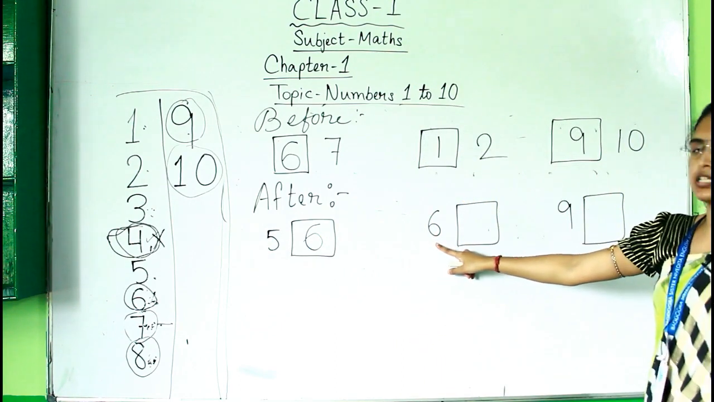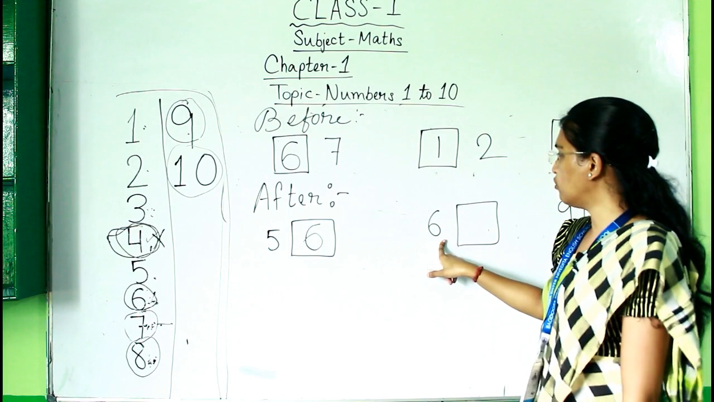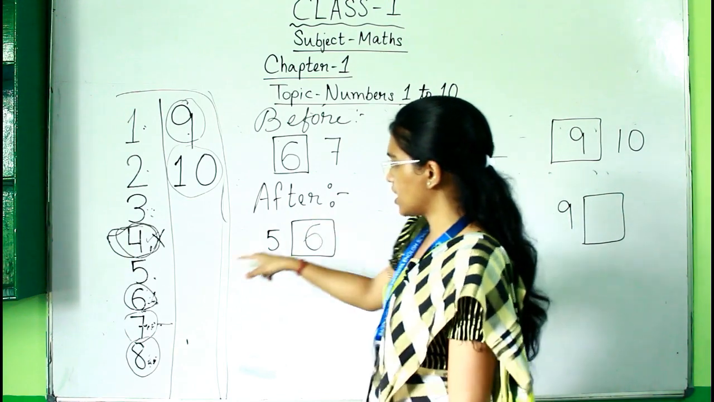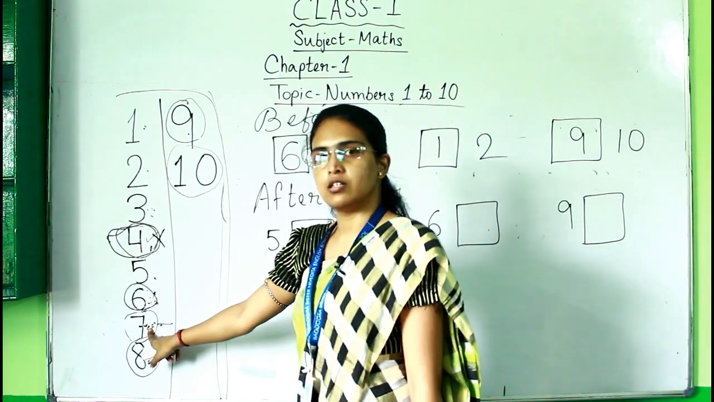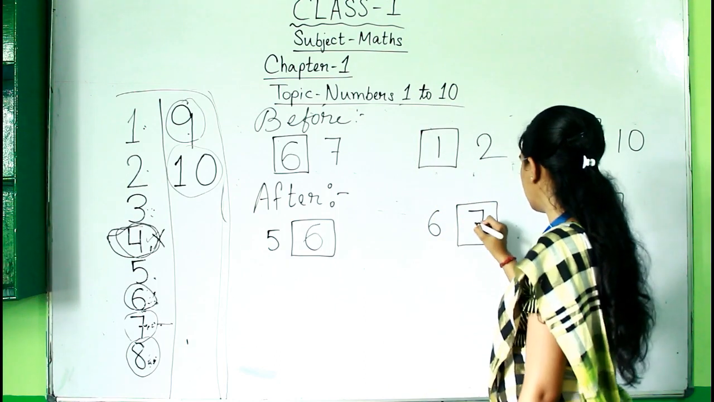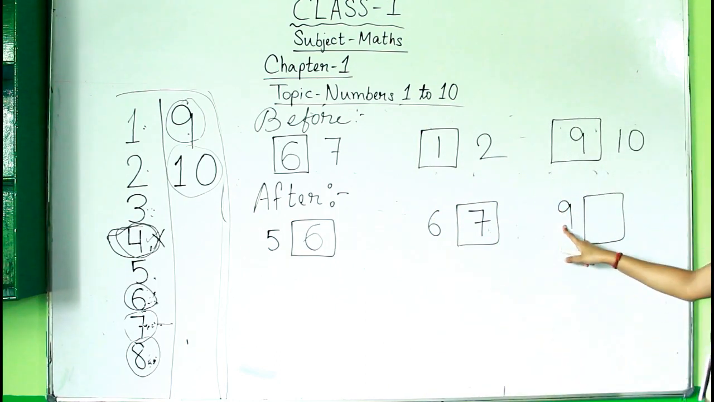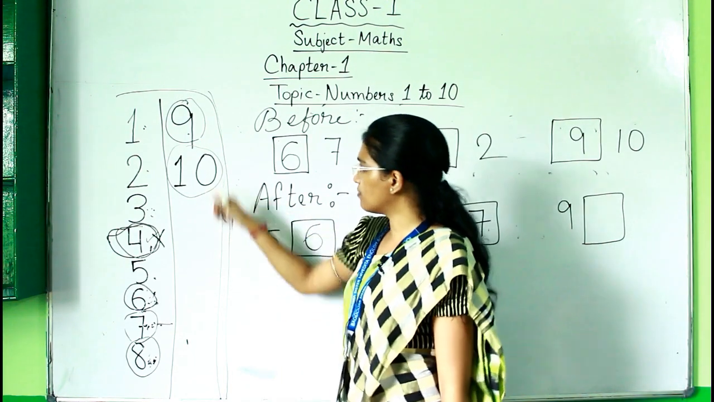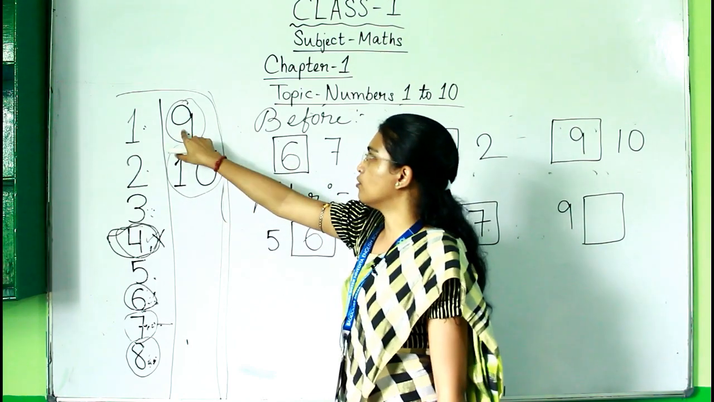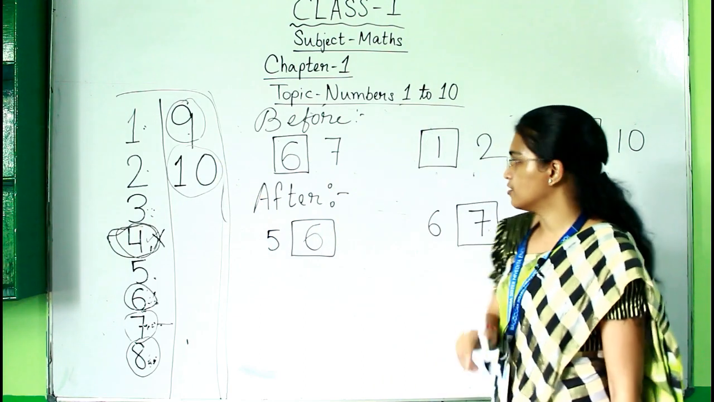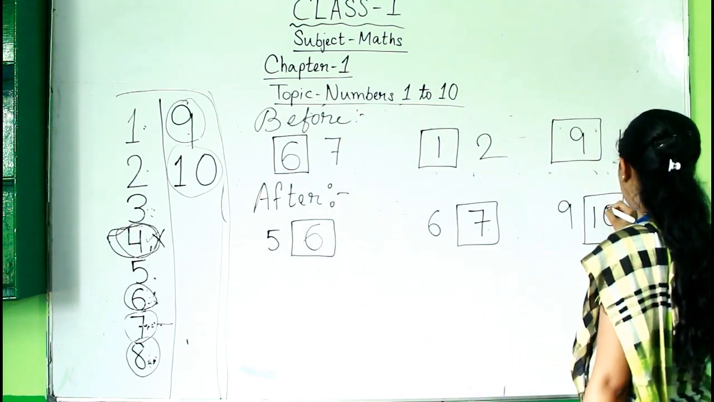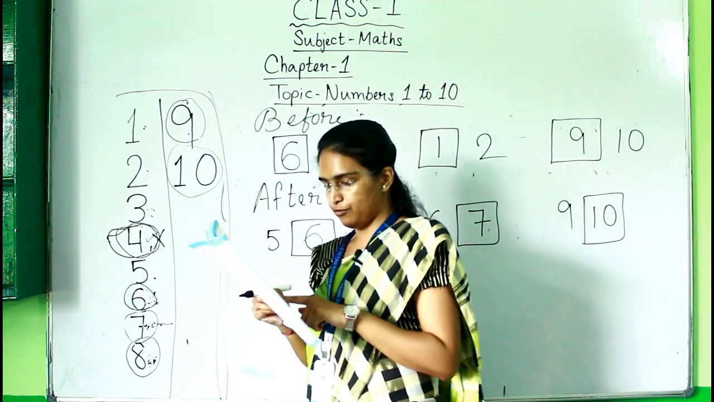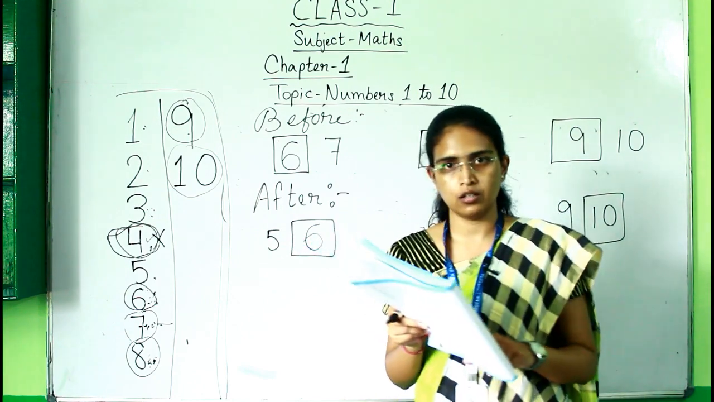Now which number is this? This is 6. So we have to find what? Before number? No, we have to find the after number. So what comes after 6? 7. Now write here 7. Now which number is this? This is number 9. What comes after 9? 10. So we have to write here 10. Now the rest you have to do as homework.